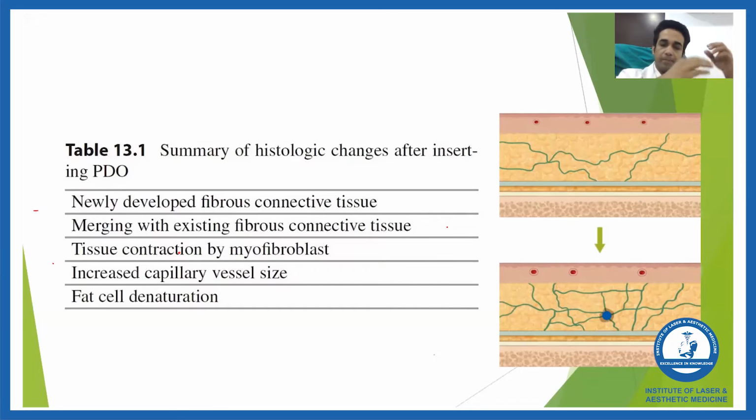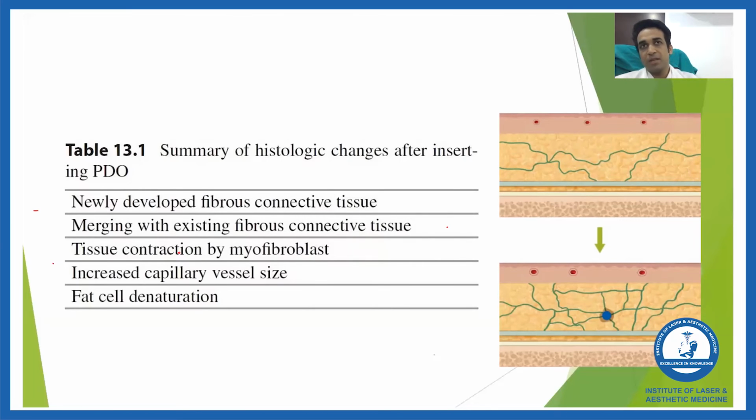Now, PDO thread, mono, barbed, non-barbed, doesn't matter. I'm just talking about PDO threads. Forget about barbed or non-barbed, whatever. It is going to create what? It is going to develop new fibrous connective tissue, right? I already told you that it boosts type 1 collagen. It merges with the existing fibrous connective tissue, it becomes a part of it. Then the myofibroblasts will be activated, and there will be tissue contracture also.